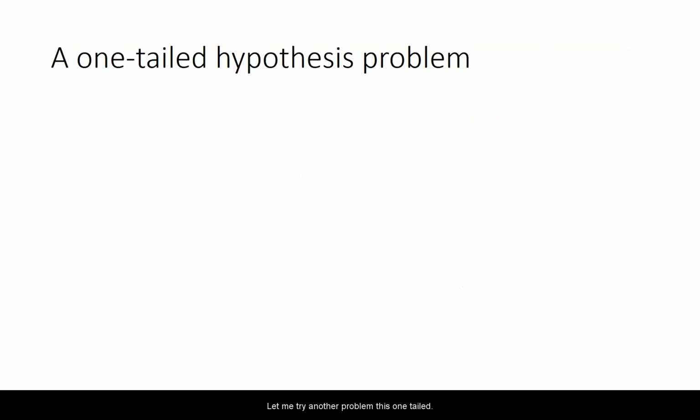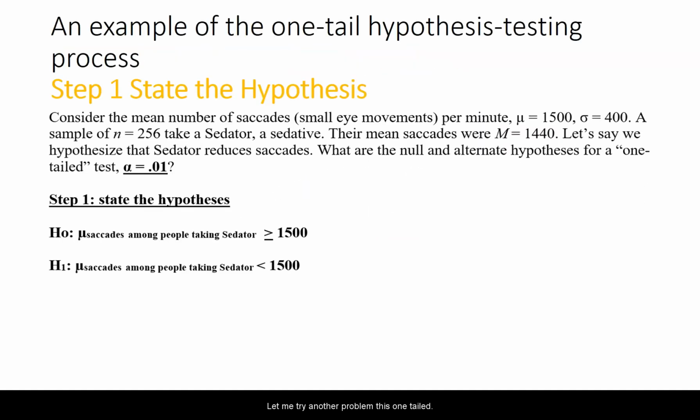So let me try another problem that's one-tailed. And in this case, we have a gigantic sample. It's a little different. Consider the mean number of saccades. These are small eye movements per minute. 1,500, standard deviation of 400. You don't really know this. It appears that your eyes move smoothly, when in fact, there are discrete movements, almost like a second hand on a watch. It may look like it's smooth, but it's actually stopping every 10th of a second, every fifth, or something like that. Your eyes do the same thing.